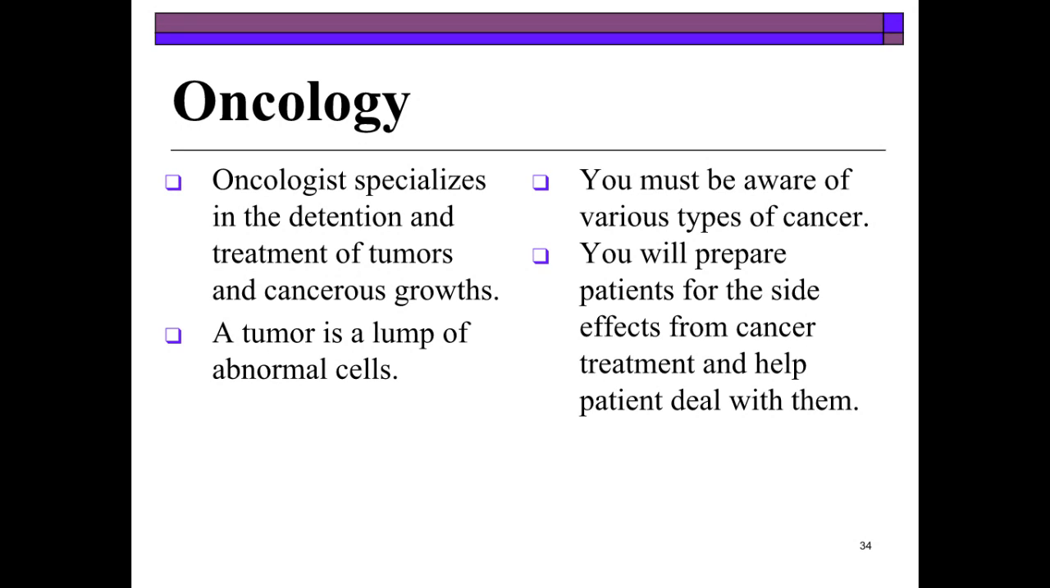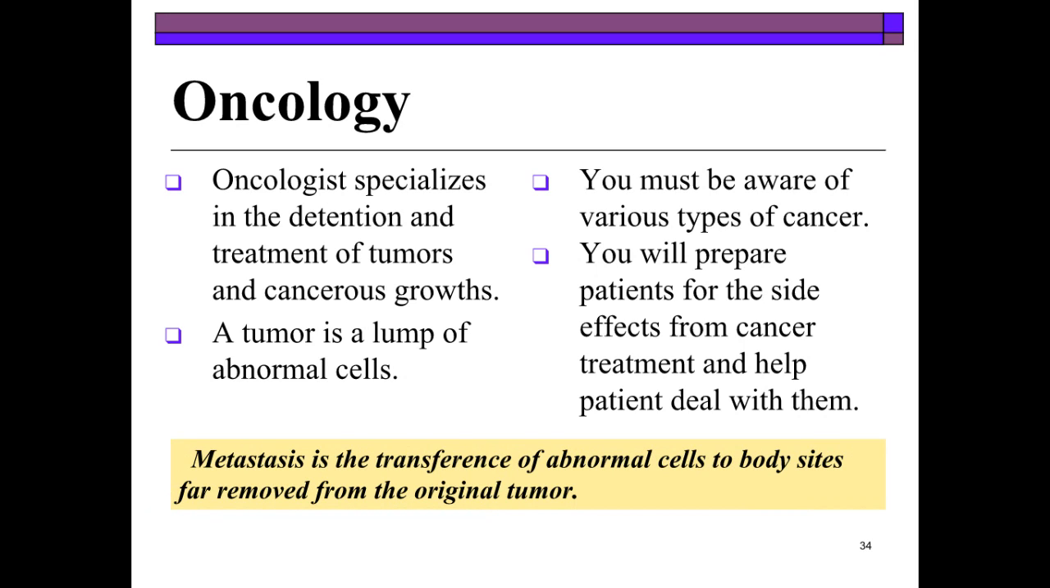To work in an oncologist's office, you need to be aware of various types of cancer and be prepared to explain side effects of medications, side effects of treatments, and what treatments may happen. Also, you have to have a good grip of psychology so you can help patients deal with potentially terminal illness. Metastasis is a transfer of abnormal cells from one body part to another. So the tumor may have originally started in a kidney, but it has metastasized to the brain. Know what metastasis is.